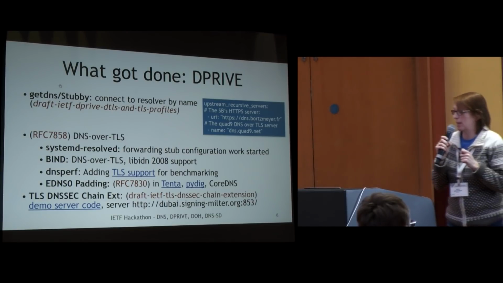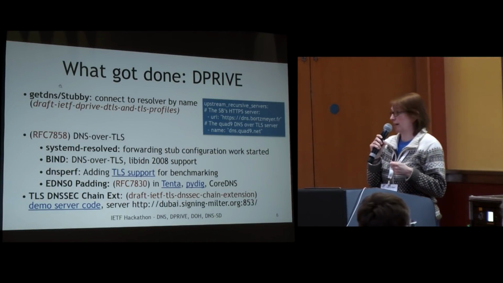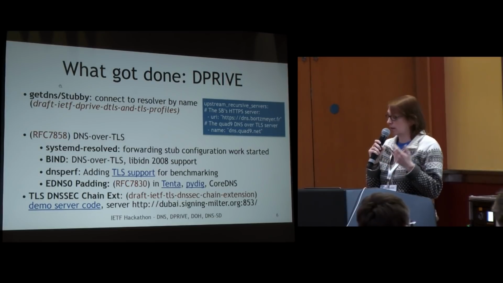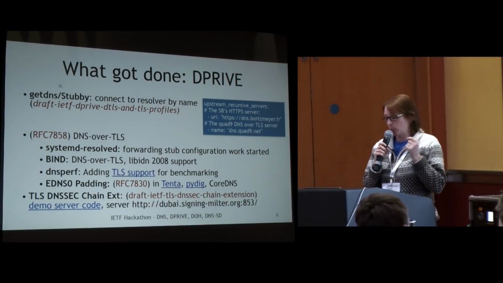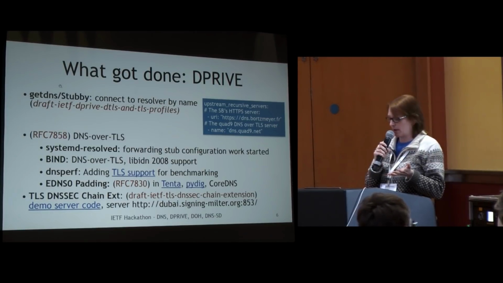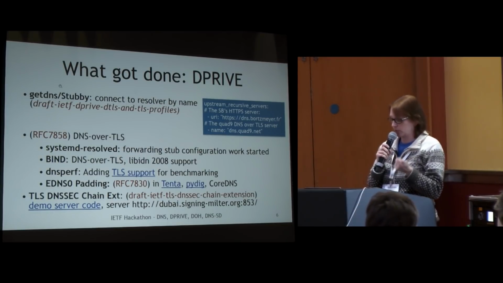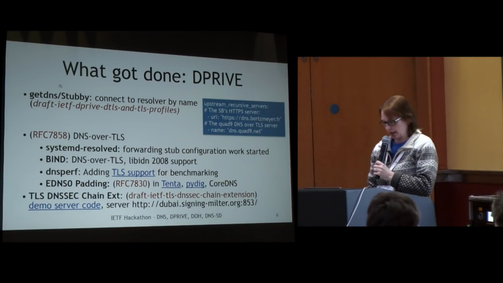So the getdns library and Stubby can now connect to resolvers just by name. And this works for a URI for a DoH server or a name for a TLS server. We also did a bunch of implementation work around TLS in systemd-resolved and BIND, and DNSPerf, a benchmarking tool. There was more work on padding, and also an experimental chain server is available.